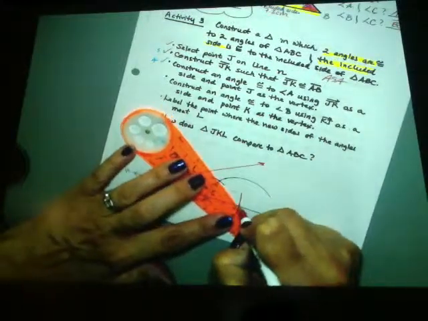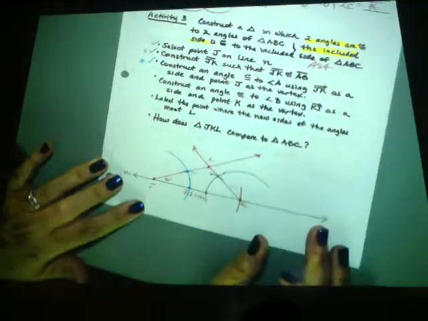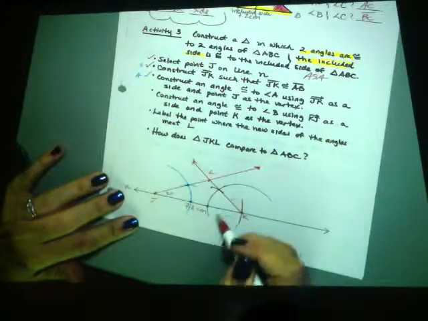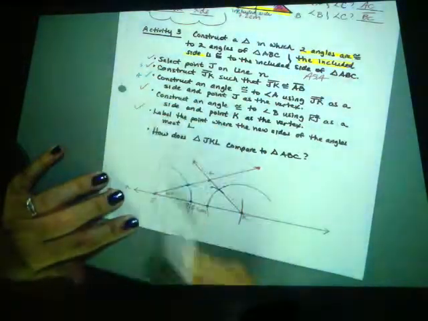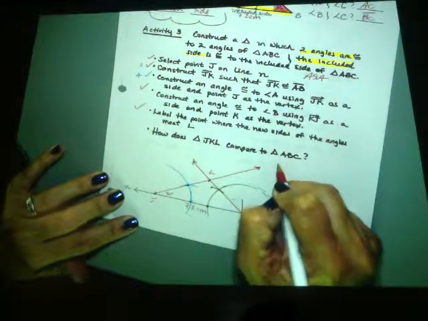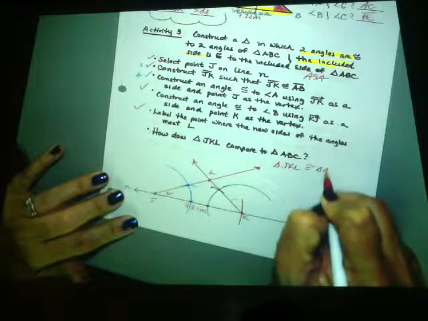Draw a line through K in your new marker. It's a ray. And then where they intersect is now point L. And if we measure this angle, it is going to be the same as this one. I am running out of time. And then how do they compare? Triangle JKL is congruent to triangle ABC by ASA.